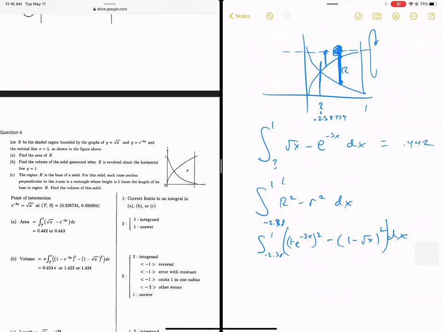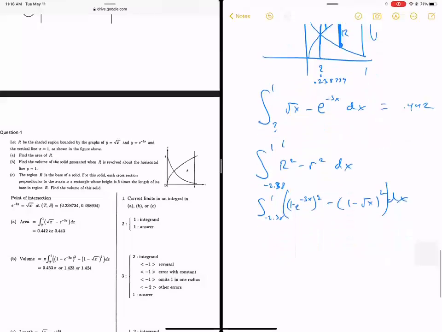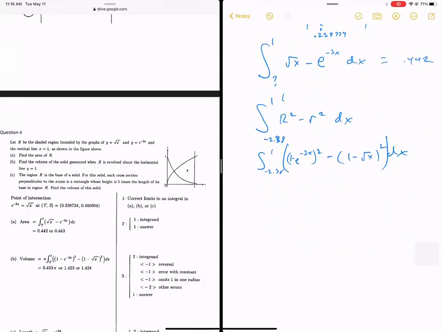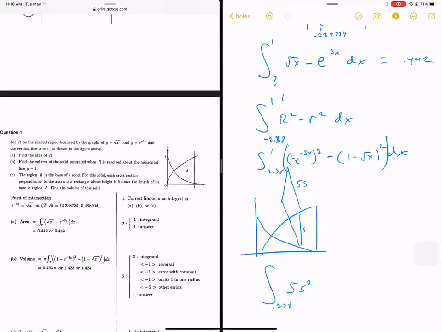Okay, the last one is the region R is the base of a solid. With a solid, each cross section perpendicular to the x axis is a rectangle whose height is 5 times the length of its base. Okay, so we're going to draw rectangles coming out of here. Right, and the rectangles are going to come like that, coming straight out. And the height is 5s. Let's call it s here, 5s. So we're going to add up rectangles, 5s squared, right? Because 5 times s is 5s squared. And we're going to add up all these slices between 0.238 to 1.